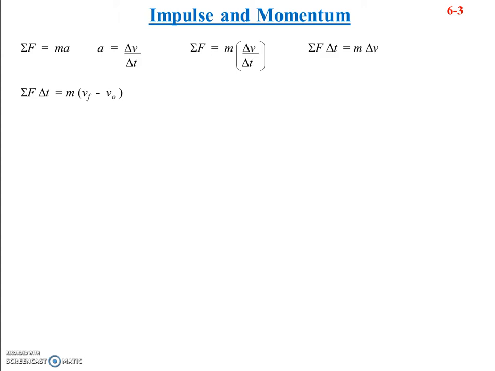Then all we're going to do is multiply through the m, distribute it to both those velocity terms. So here we go. Sigma f delta t equals mv final minus mv naught. We notice that we have the same quantity twice. This is mass times velocity. This is mass times velocity. It just happens to be final minus initial. So we can say anytime we do a final minus initial, we can just replace that with a delta. So let's do that. So sigma f delta t equals the change in the quantity mv.